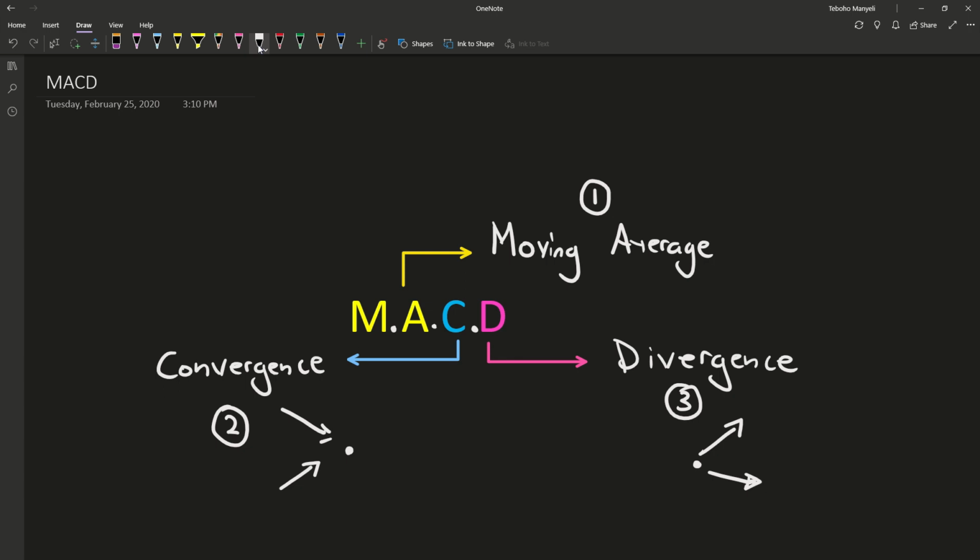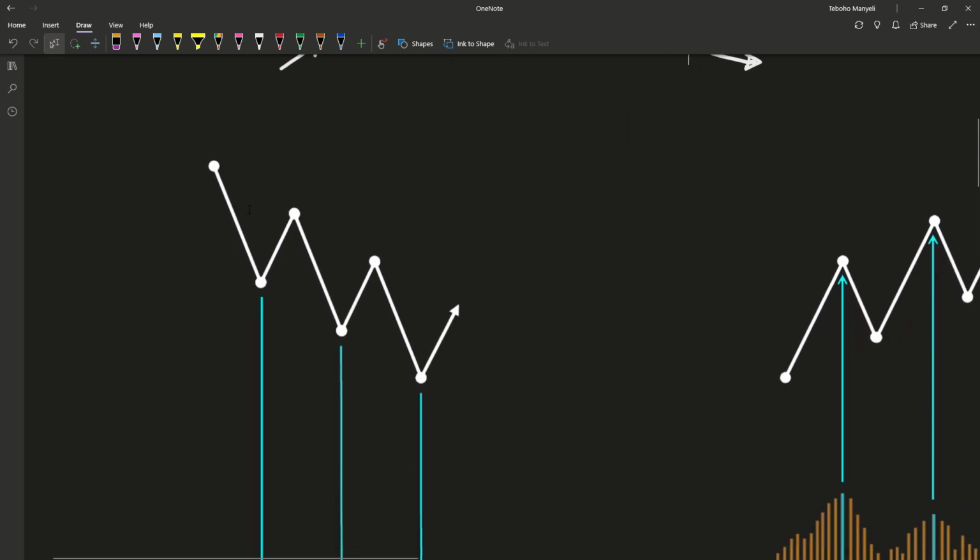So this indicator does three jobs all in one. That's why I think it's so nice to understand how this one works. Let's look at some examples and basically get deeper into the subject.